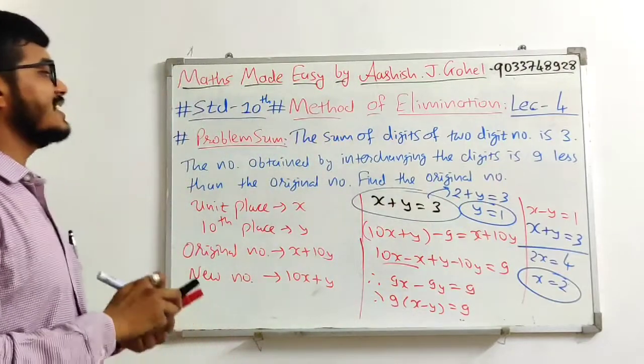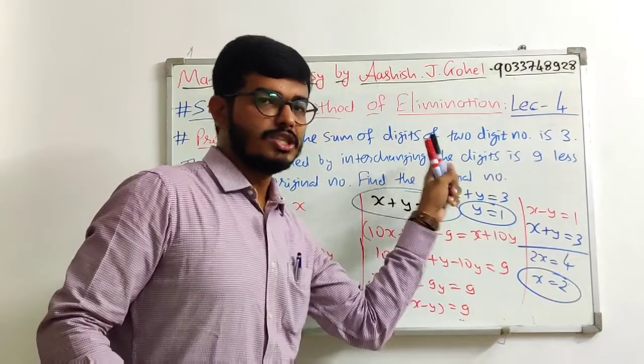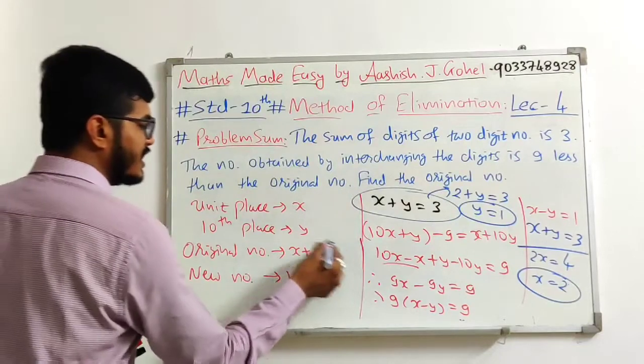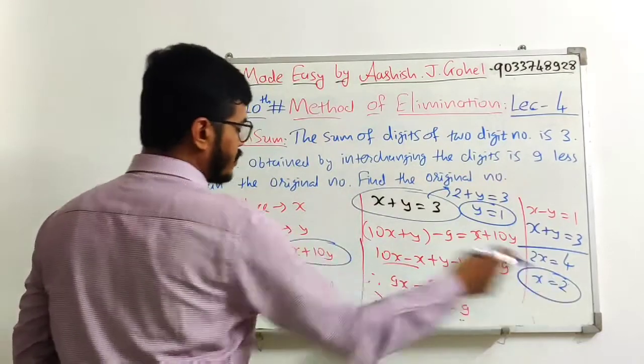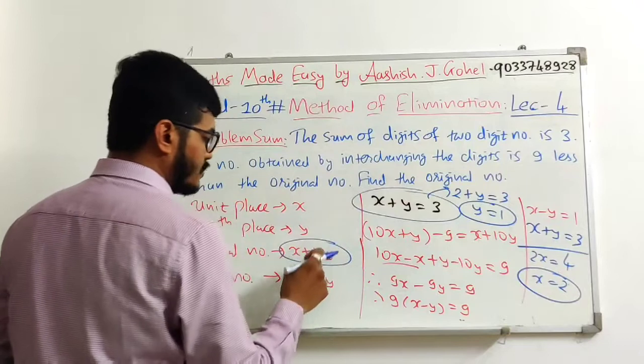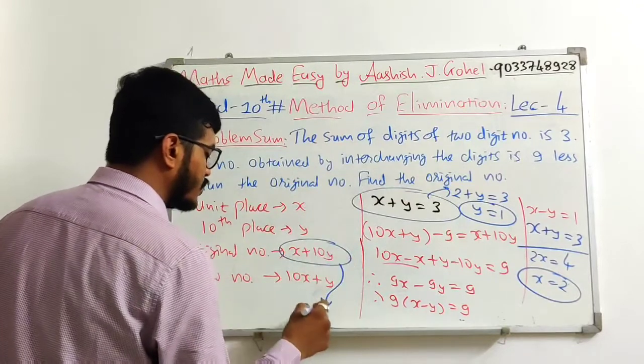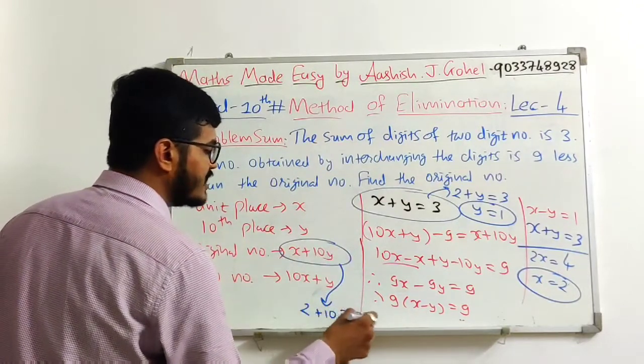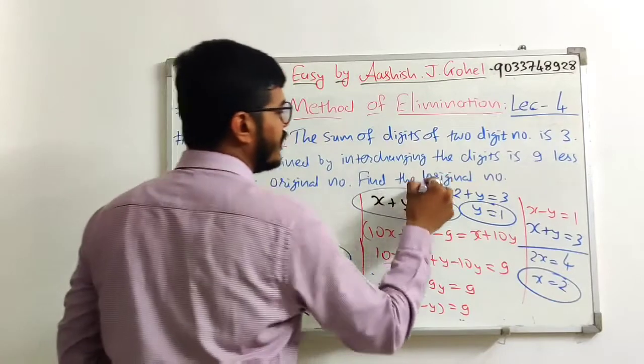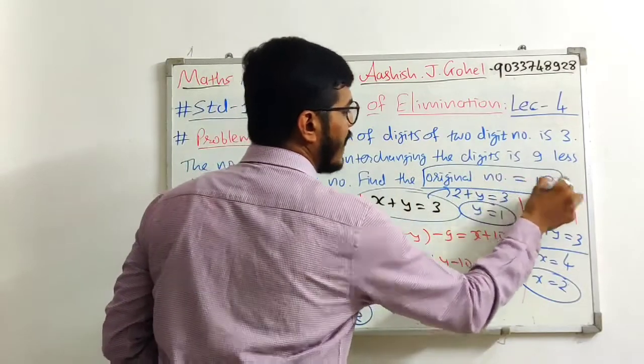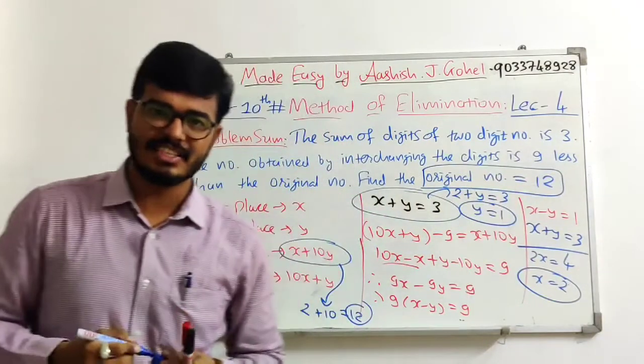And we want the answer of the original number. So the original number was what? This. So if I put x is equal to 2 and y is equal to 1 over here, so 2 plus 10, and that is 12. So our original number is 12 and that is our final answer.